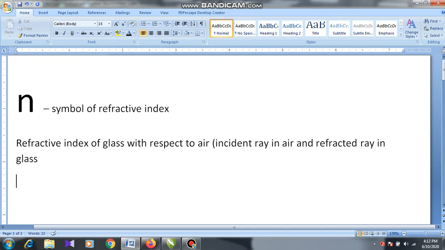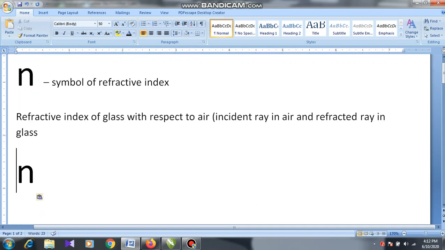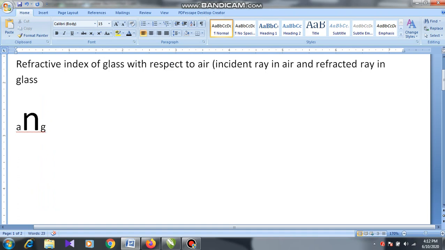Refractive index of glass with respect to air means first light is traveling through the air, then it is refracting into the glass. How to show this in symbol? We can take this N. In the front you have to mark A in small size for air. On this side you have to mark a small g, like this. So that is representing refractive index of glass with respect to air. The one with respect to whom is written in the front. Whose refractive index is written on the hind side.